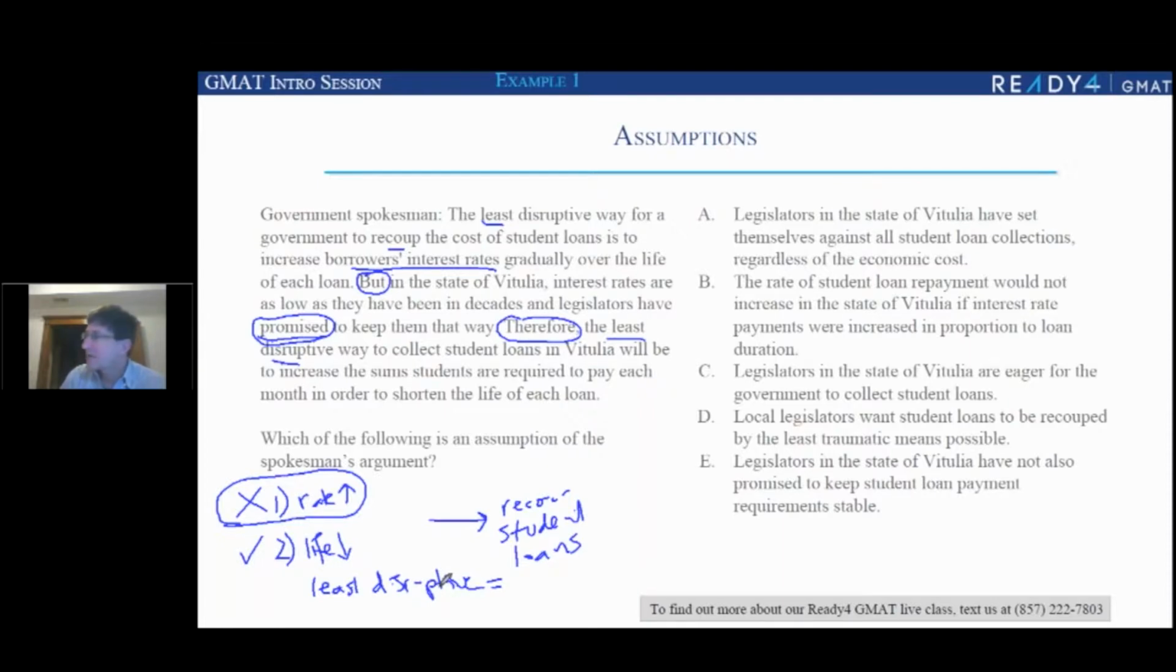Let's talk about the answers now. A says that they are against student loan collections. Well, that's certainly not true. That's the whole goal of the plan. The goal of the plan is to recover the money from the student loans.